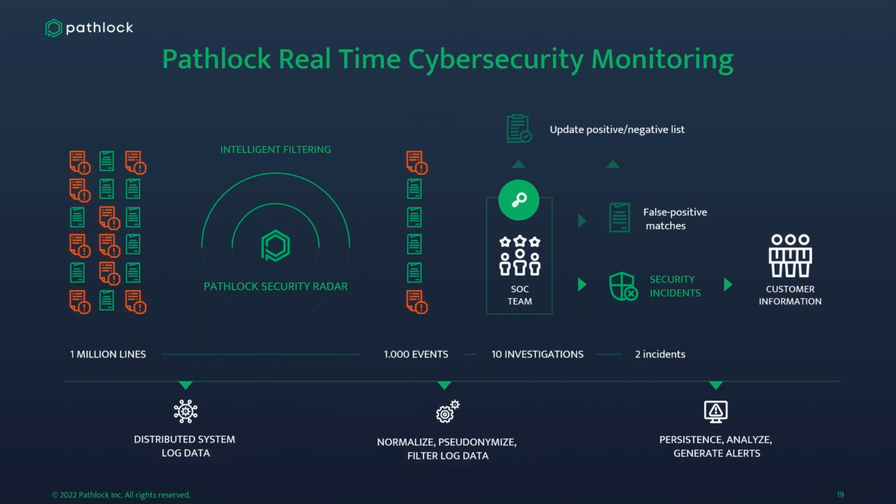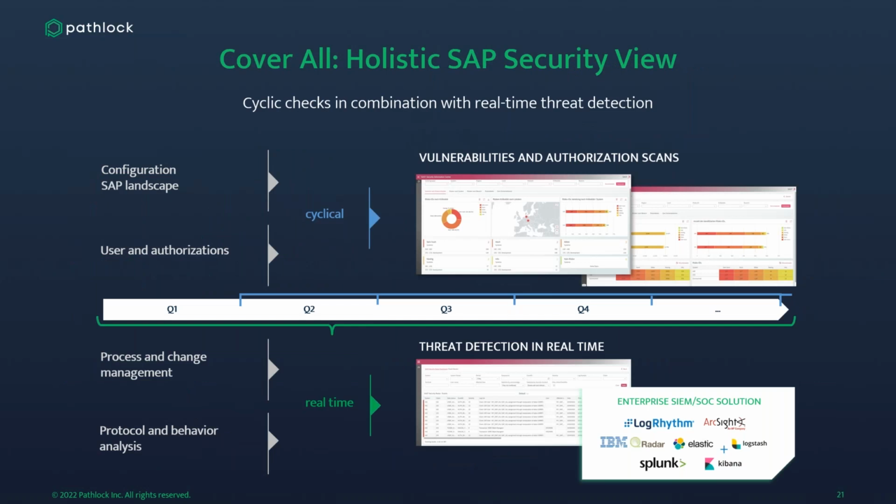So far, that's how the real-time cybersecurity monitoring works. Let's have a look at the holistic security approach. How do cyclic checks and real-time threat detection go hand in hand? And Clemens mentioned that you can check your configuration of the SAP landscape and users and authorizations easily with cyclical checks, and that's the normal way how you do it.